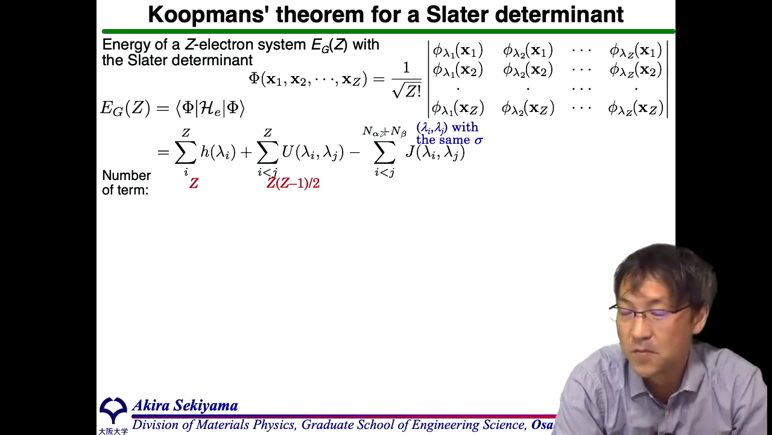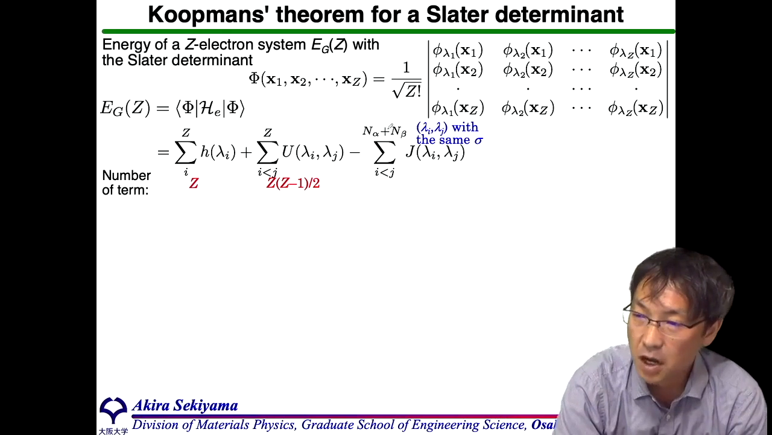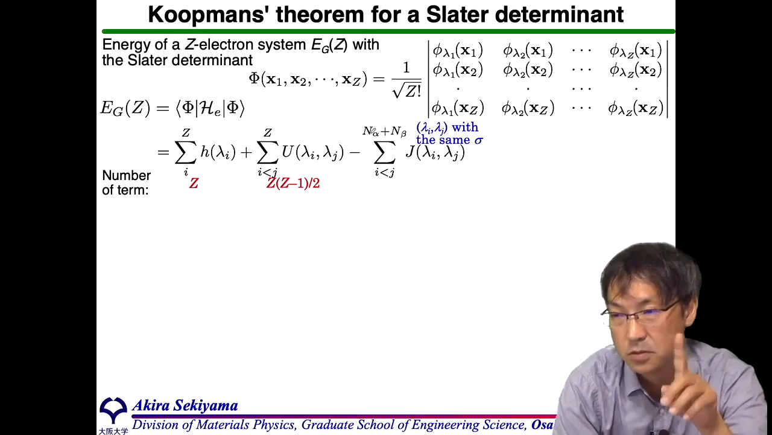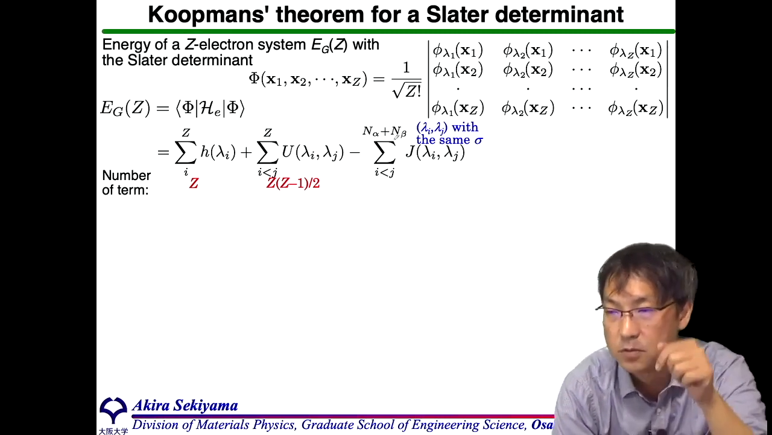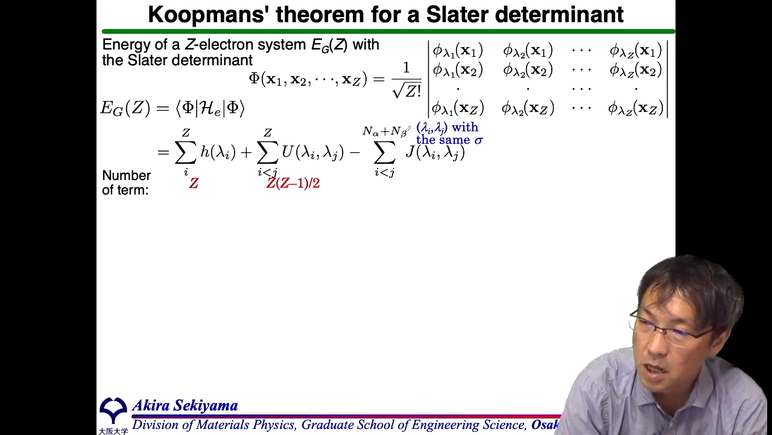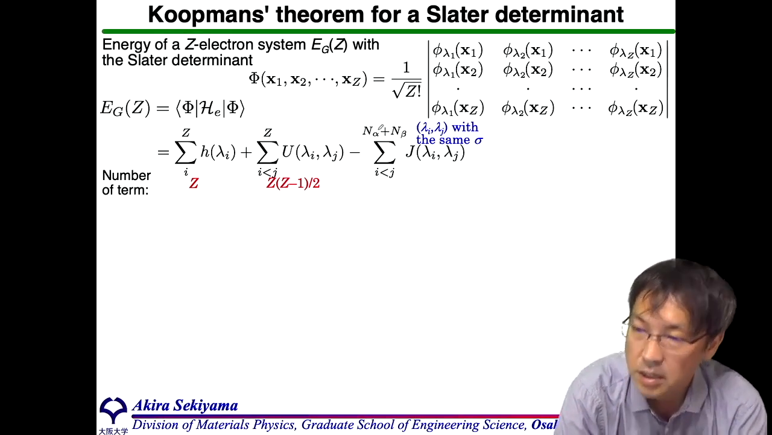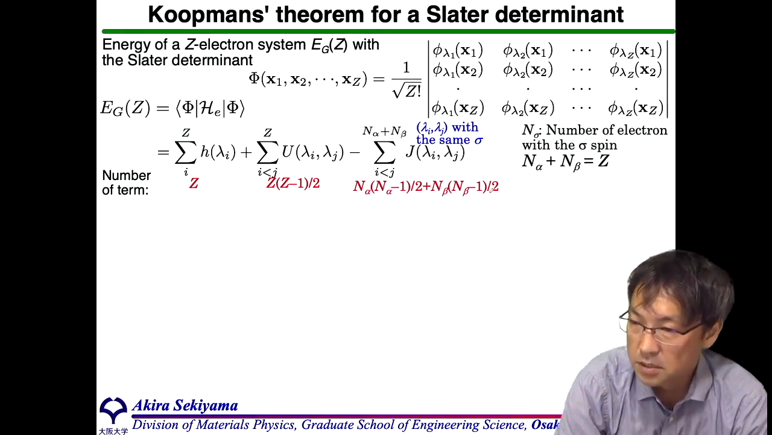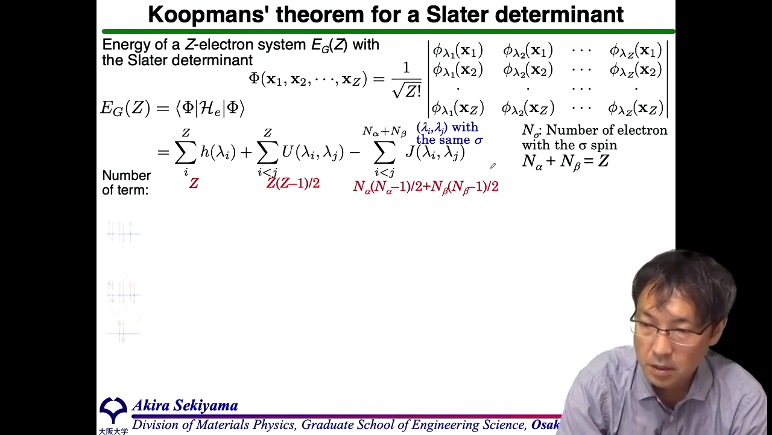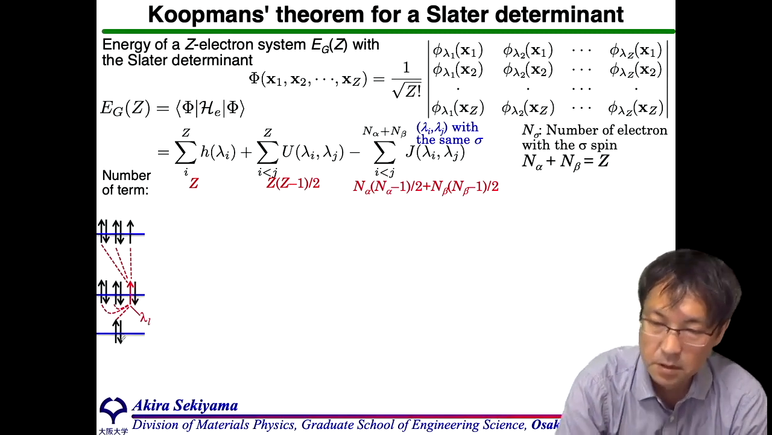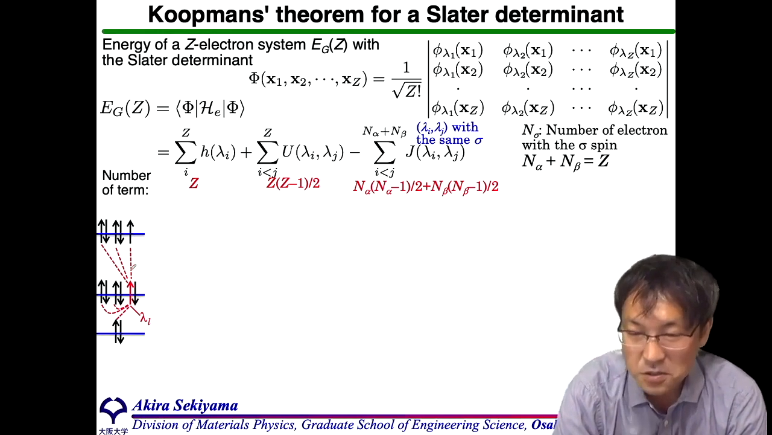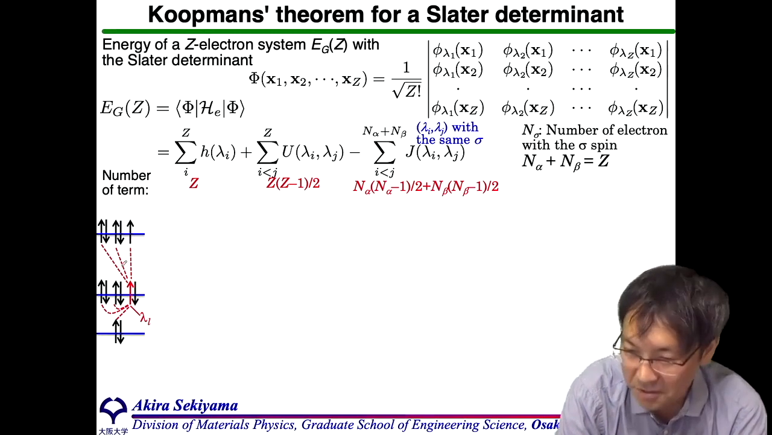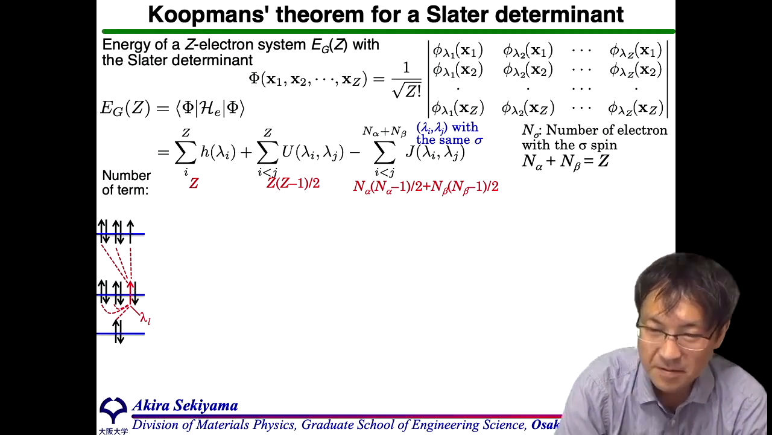Therefore, we need to divide the number of electrons into n alpha and n beta. N alpha means the number of up-spin electrons, and n beta stands for the number of down-spin electrons. Of course, the sum of n alpha and n beta is Z, like this. Therefore, the number of terms is expressed by using this formula. So the situation is like this one. All vertical lines with arrows stand for the occupied electrons. The arrow indicates the direction of spin, up spin or down spin.